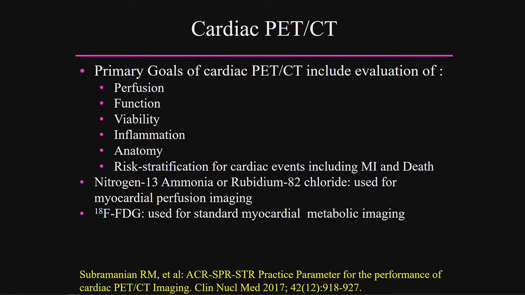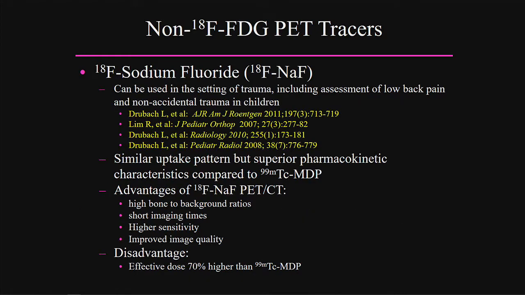A few other non-oncologic applications. We don't do very much cardiac PET-CT in children, but there's definitely a role. And you can see using the combination of perfusion imaging with either nitrogen or rubidium, as well as FDG, you can assess perfusion, function, viability, inflammation, anatomy, and perform risk stratification.